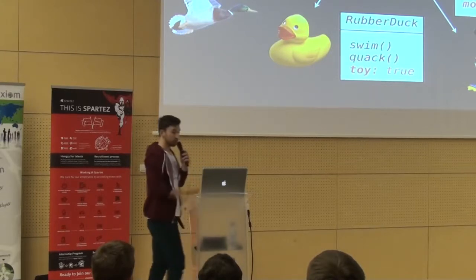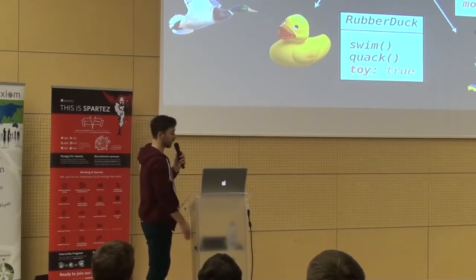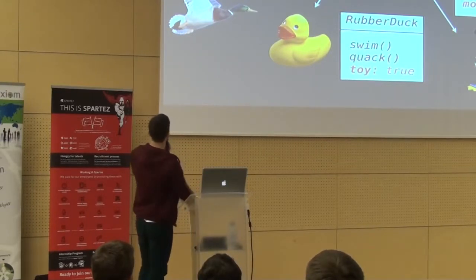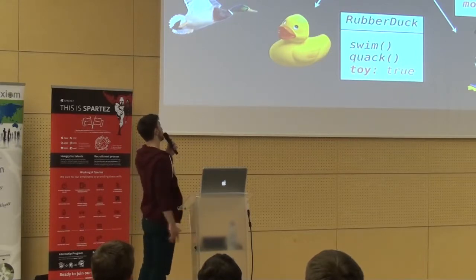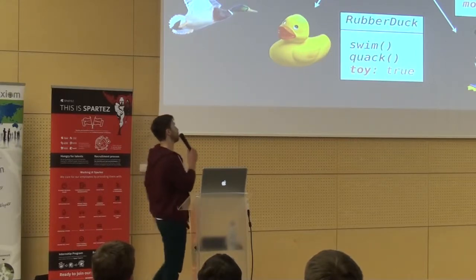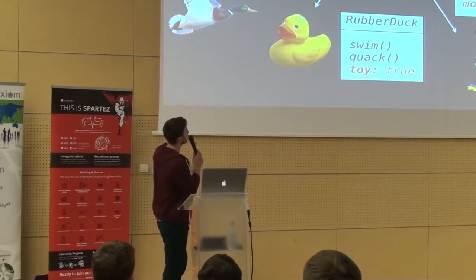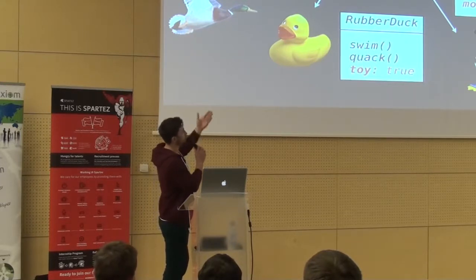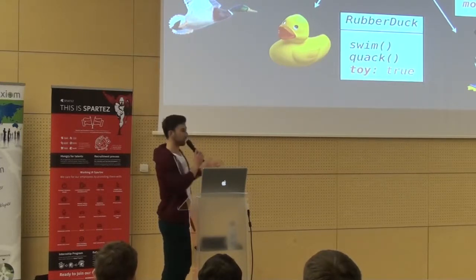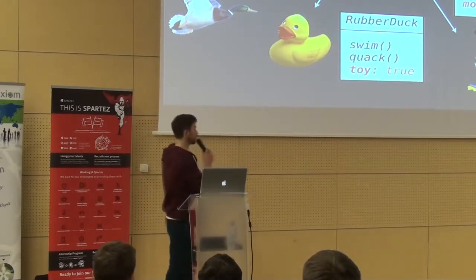And then if we have different types of ducks like a wild duck, it could have a method like fly. And if we have a duck like a rubber duck, it could have a property like toy. And if we have Scrooge McDuck, he can dive into money, right? Like we all remember from childhood days.